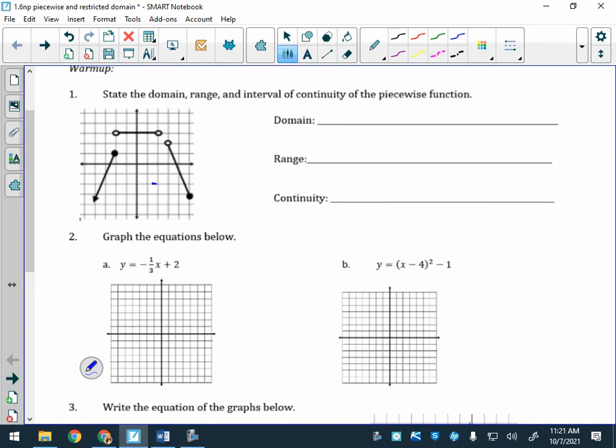So, domain, negative infinity to 2 with a parenthesis, because all my x values are being used until 2, union, it jumps to 3 to 5, okay? 5 is where it ends, okay? Yes?